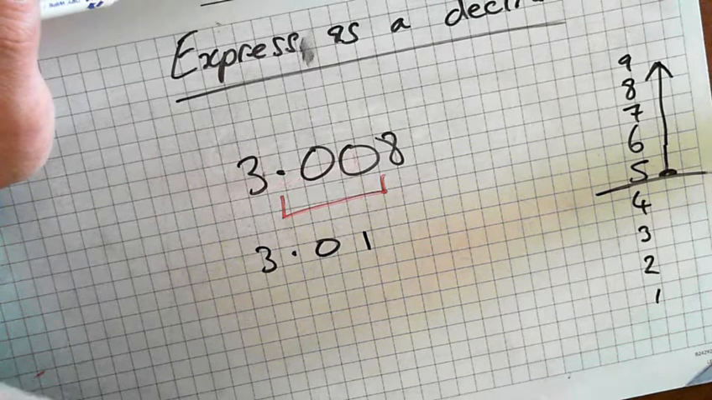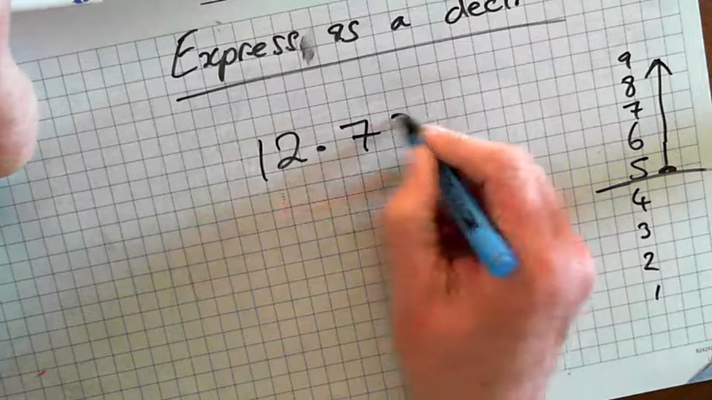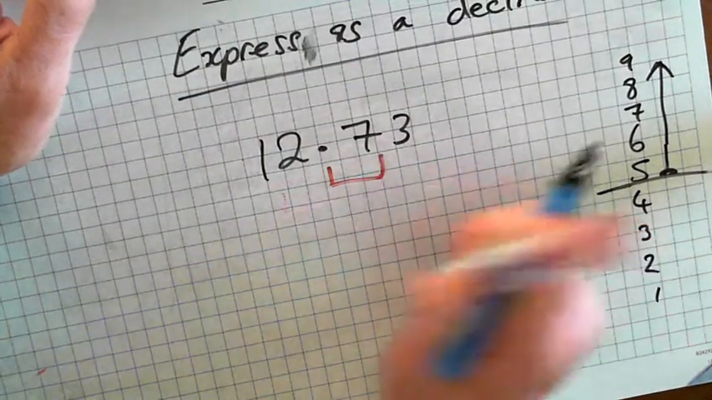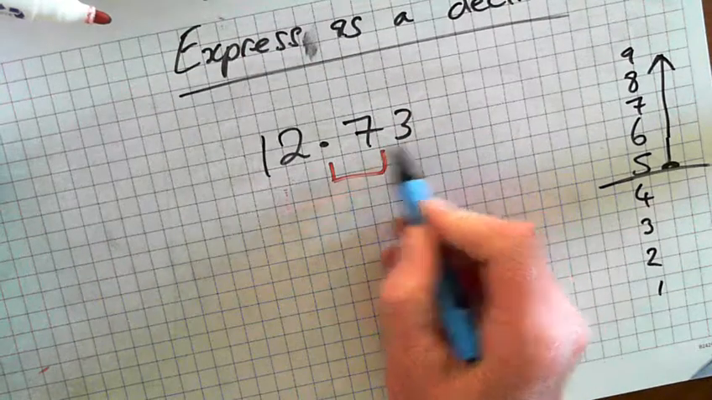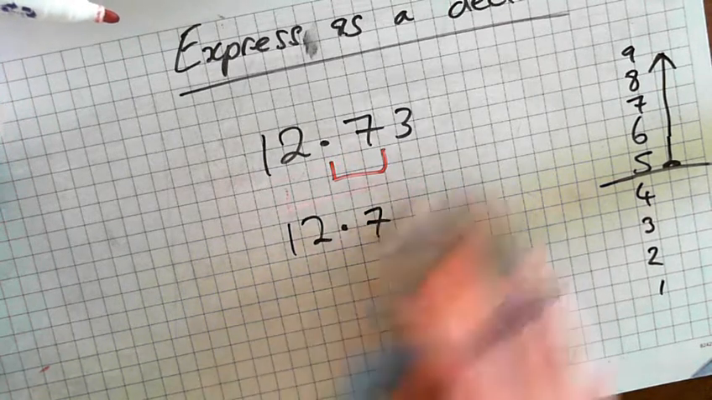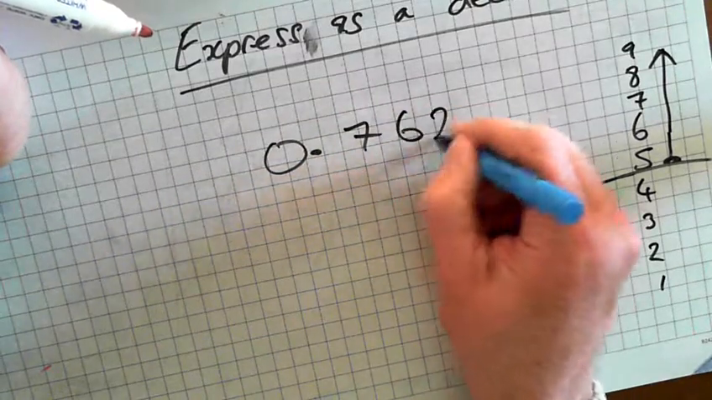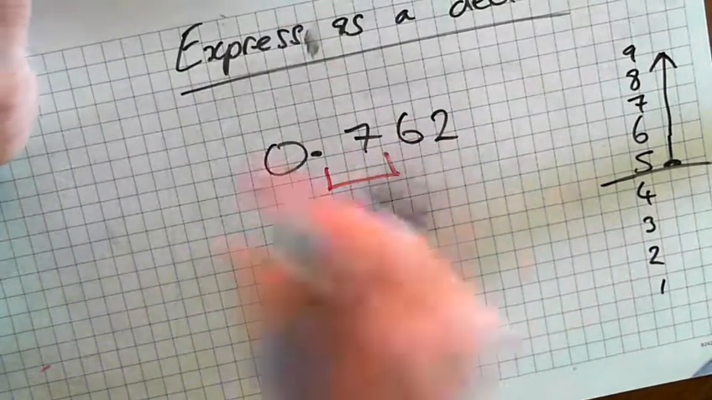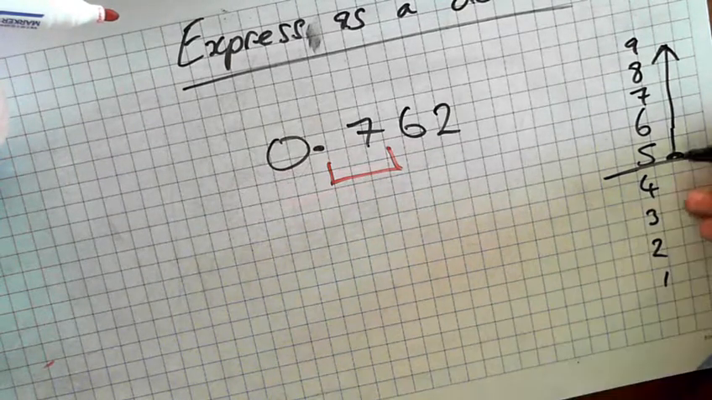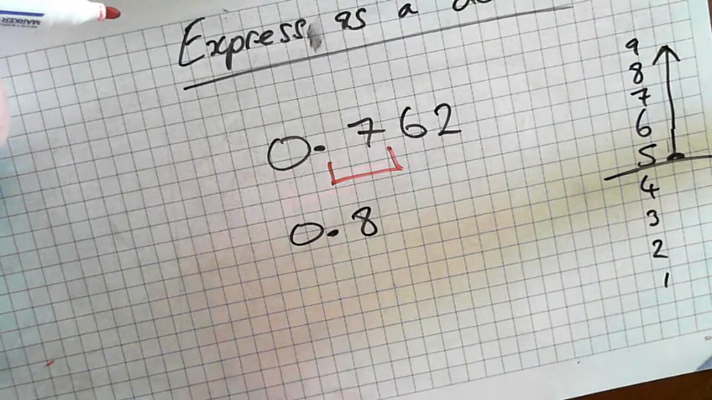Round these numbers to 1 decimal place. Okay. Right. Round it to 1 decimal place. If you hear that, look up. There's 1 decimal place. So I look at this number. Do I change the 7? 12.7. Okay. Another one. 0.762 rounded to 1 decimal place. So I highlight that. Do I change the 7? Yeah, I do. So 0.8. 1 decimal place.